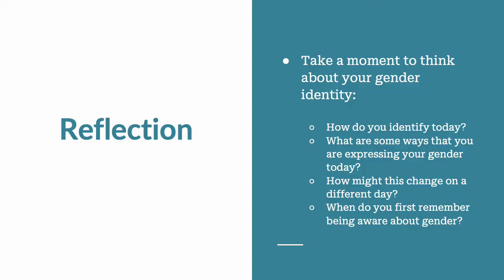So let's pause and take a moment to think about your own gender identity. First, think about how do you identify today? Then, think about what are some ways that you are expressing your gender today. This could be things like the clothes you're wearing, any jewelry you may have on, presence or absence of makeup, nail polish, anything that falls into how gender can be expressed or perceived. Then, think about how might this change on a different day, or how could this change throughout the day? Lastly, reflecting on your childhood, when do you first remember being aware about gender? Take a moment to pause and think about the answers to these questions.